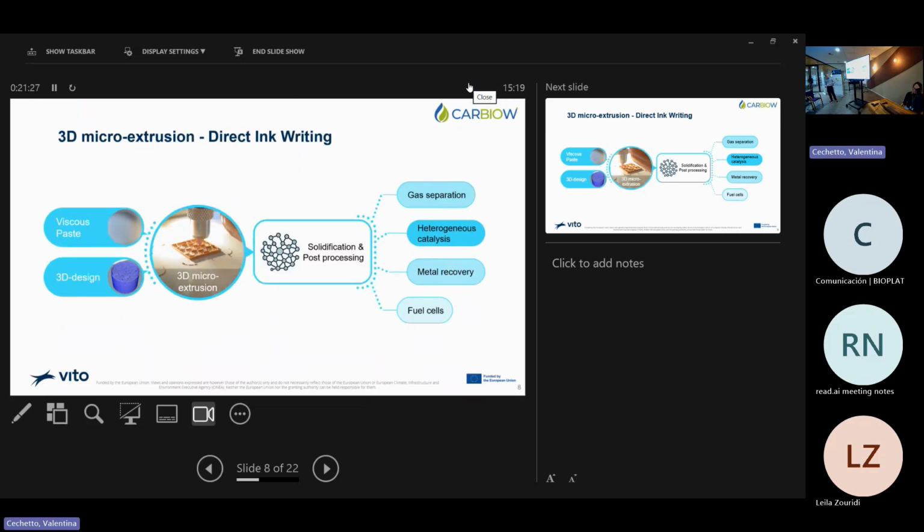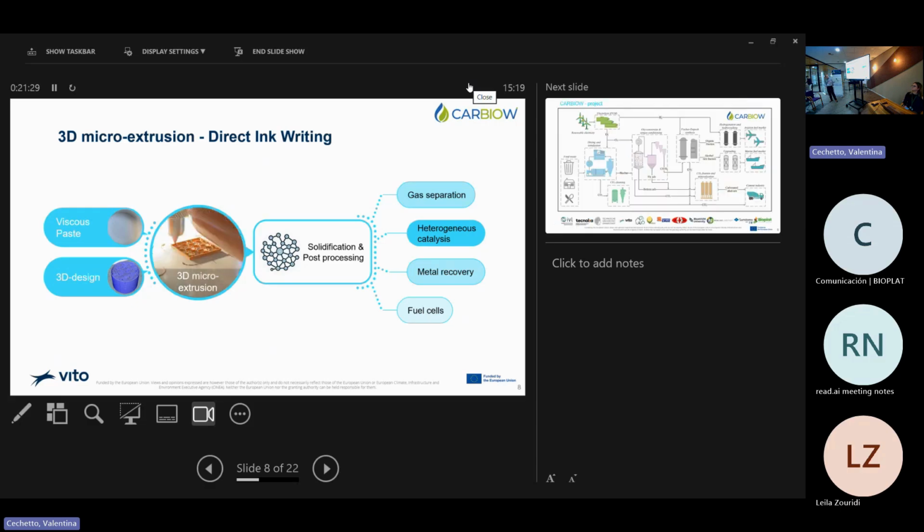Now, the technique is based on micro extrusion. So we typically start from powders. We make a viscous paste out of it, and coupled with the 3D design, we do the extrusion. Then we tune the solidification process to arrive at the right properties for different applications in the group. And currently, I'm talking about catalysis.